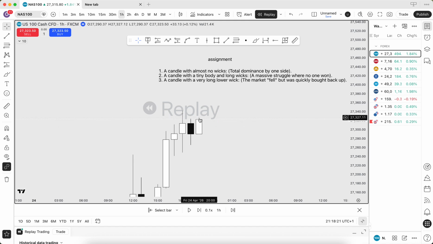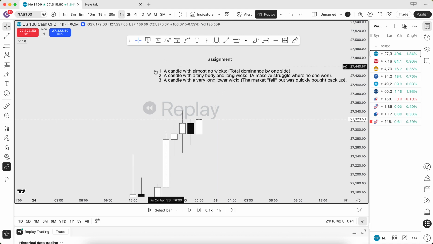You can find a candle with almost no wick, and this one is an example. It's almost total dominance by one side. That means the lower side here, from the open to the close, has more dominance. Maybe when we go to time frame alignment, you'll know more on why it happened and what really happened.